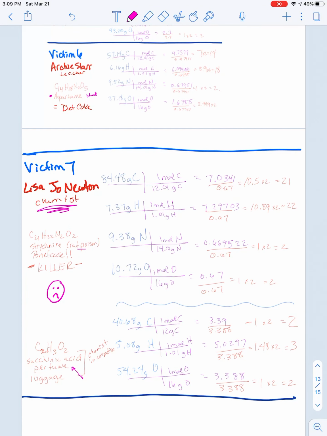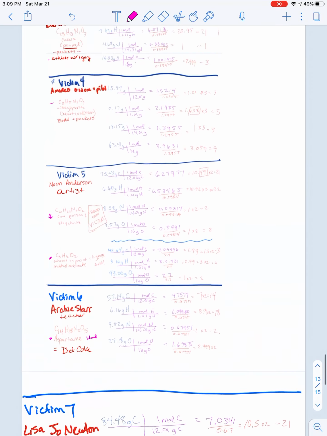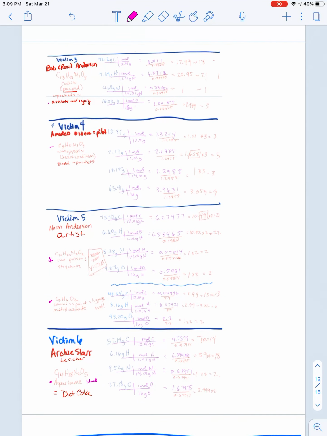Also noticed there was something, an ingredient in perfume that was in her luggage. So make sure that you can see, you can print this off or however you want to see it in the notes. Or you can screenshot this to make sure that you're getting it.